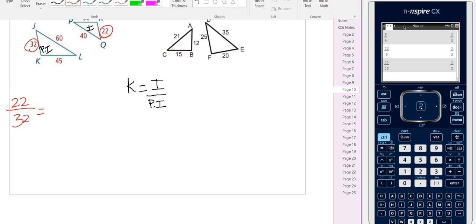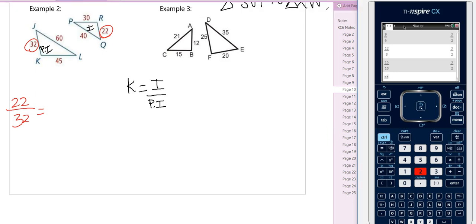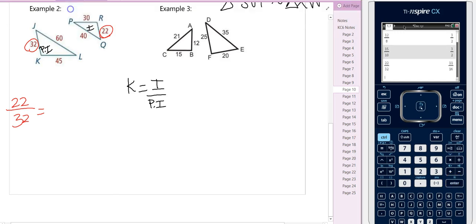Alright, is that equal to my next fraction? We can just go ahead and simplify that right now. So I'm just going to do 22 divided by 32, so I don't have to keep switching colors. And that's going to simplify to 11 over 16.